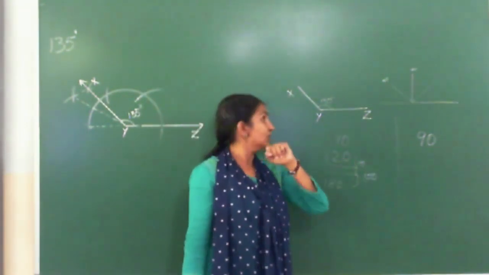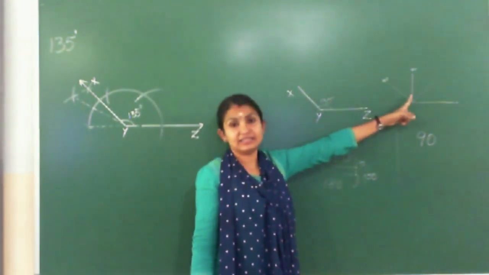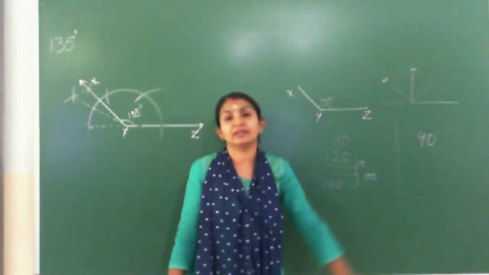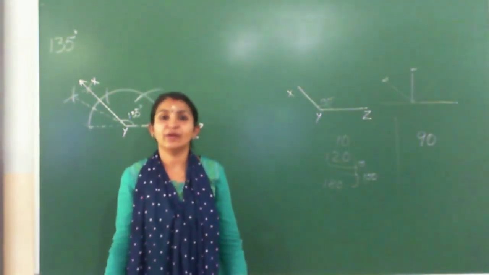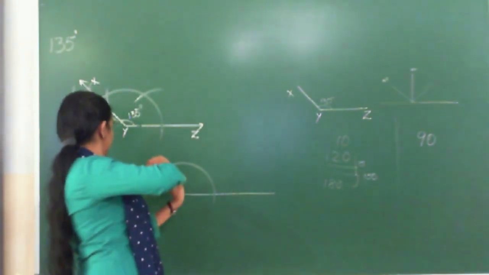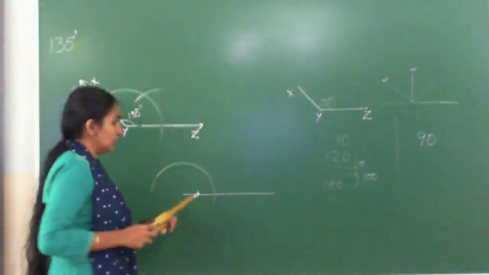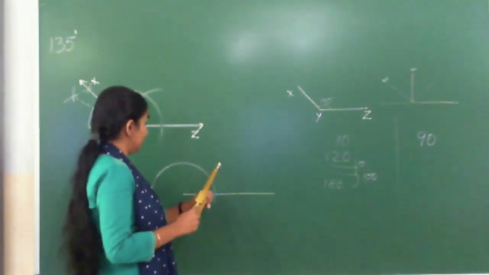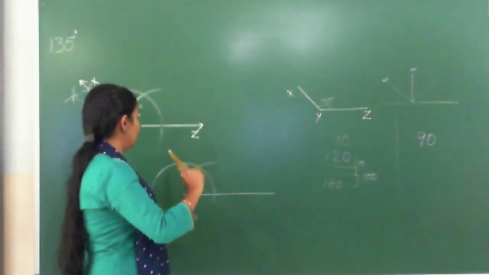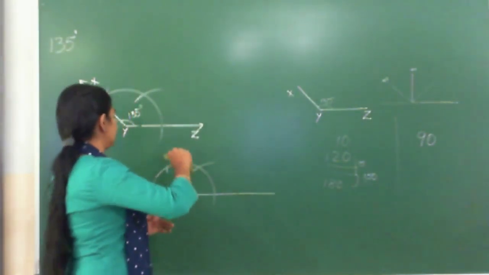So how can we do this? First we have to construct 180 degrees and 90 degrees, bisect this 180 and 90, then we will get the required 135 degrees. So we are constructing first 60, after that 120, after 120, 180.